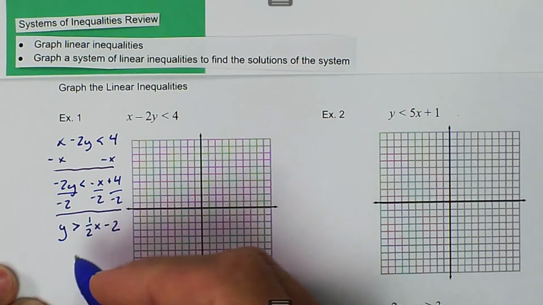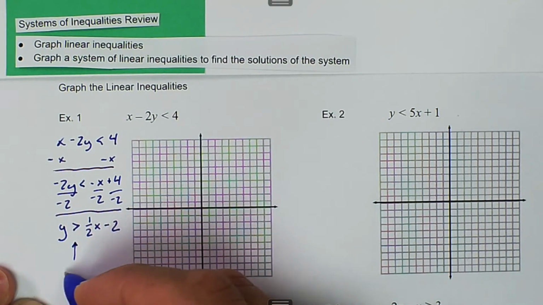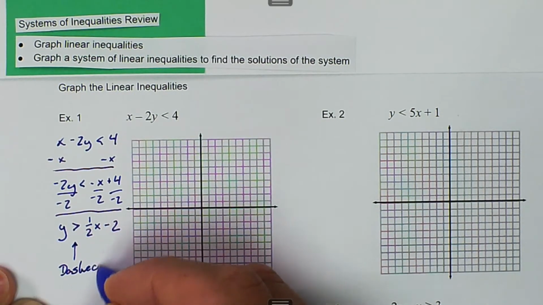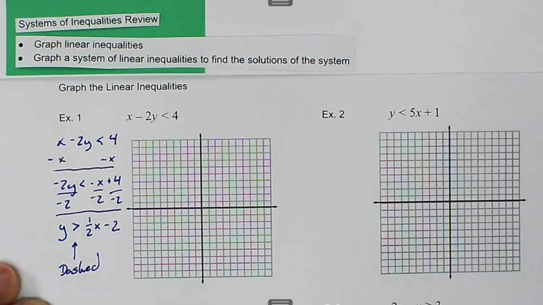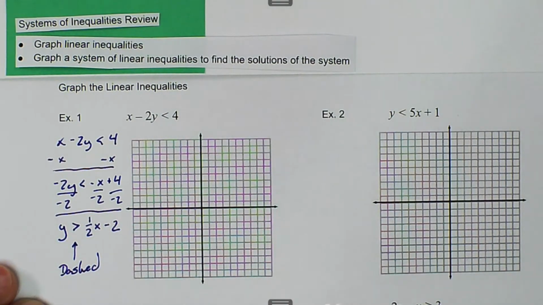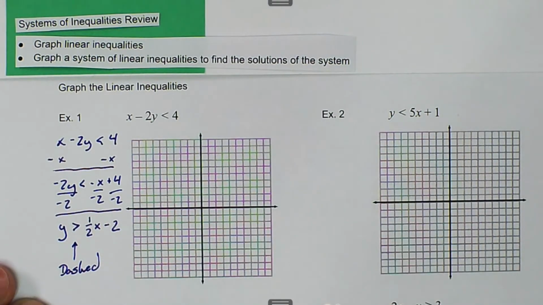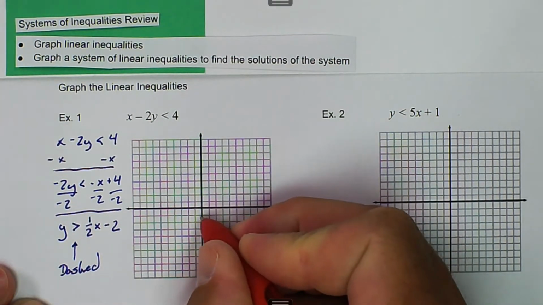So the other thing that we have to pay attention to that was in the rules is if this is not equal to, we should represent this line with a dashed line because of that symbol right there. So y is greater than 1/2 x minus 2. So minus 2 tells us that we should start our graph at negative 2.